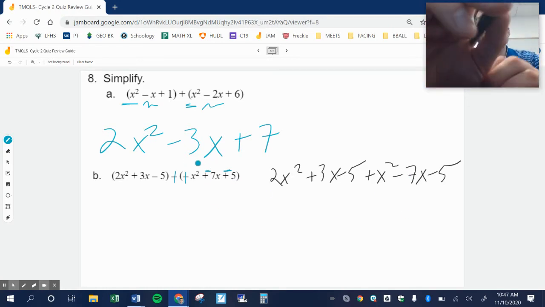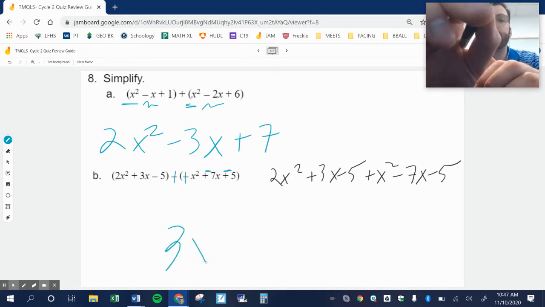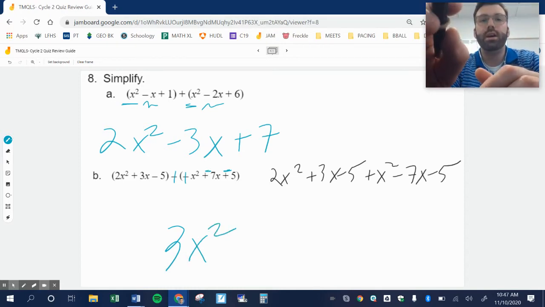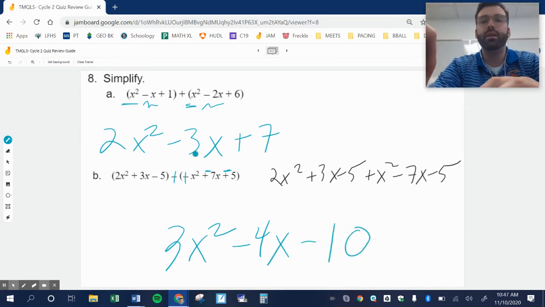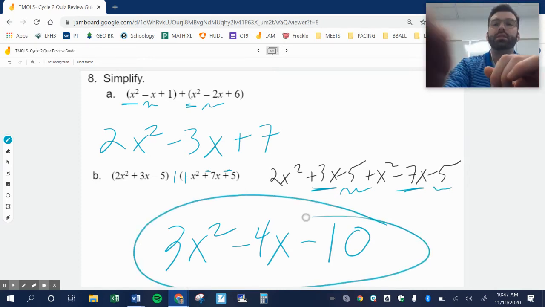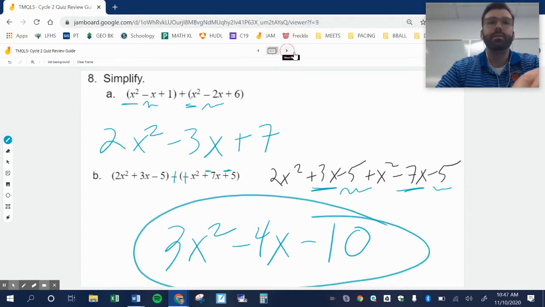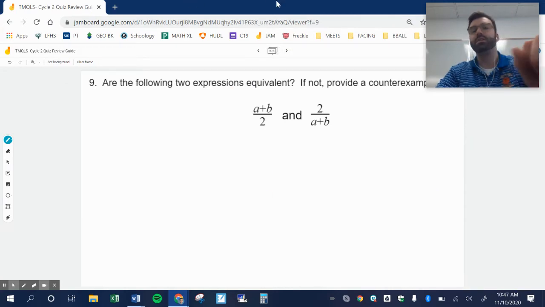All right, so no matter which way you do it, you should get 3x squared minus 4x, then minus 10. The minus 4x comes from the positive 3 and negative 7. The minus 10 comes from negative 5 and the negative 5. That would be our final answer. And it's just simplifying, combining like terms.